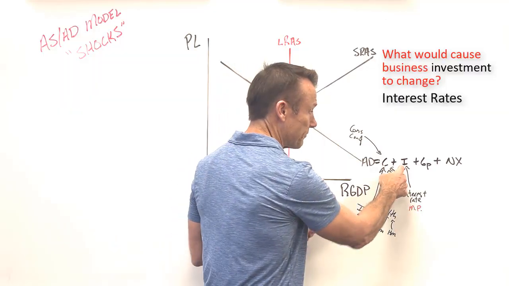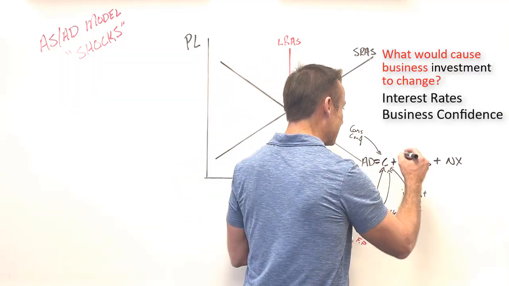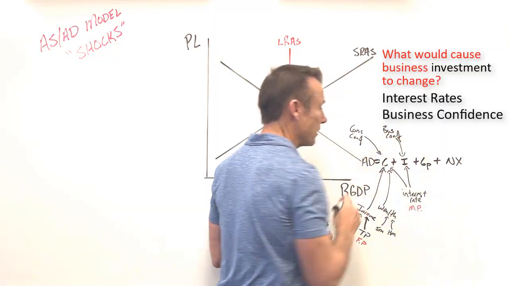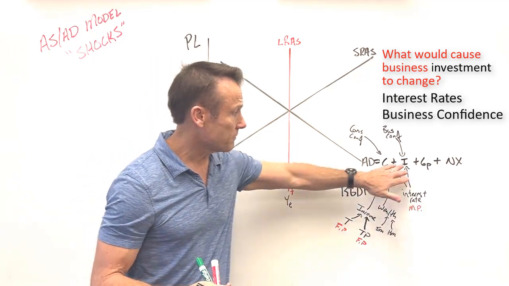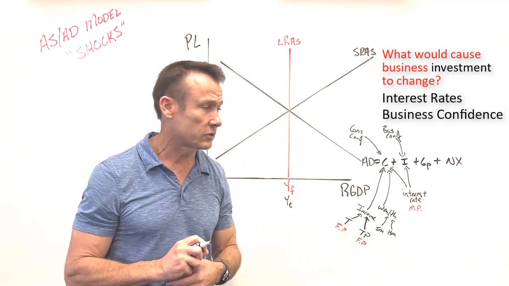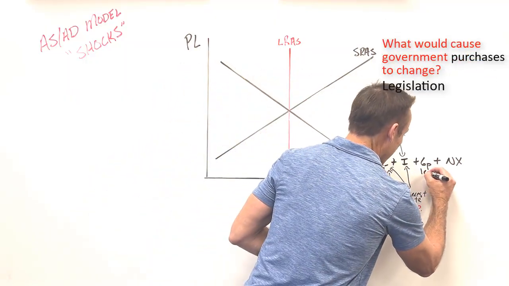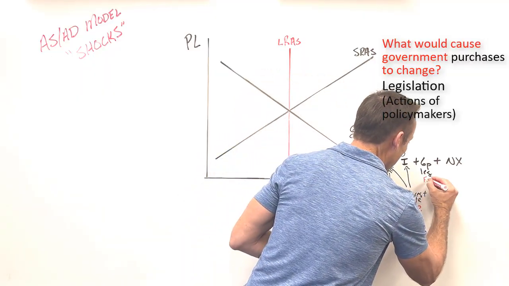Now, what else affects business spending in the economy is business confidence, okay? How they feel about the economy. So their confidence also affects how much they spend. Pretty straightforward. As far as investment, those are the two big ones I want students to know. Government purchases. What affects that? Well, legislation. And what should come to mind right off the bat is fiscal policy.